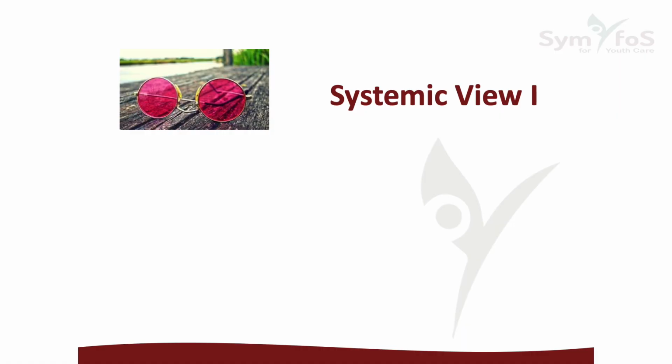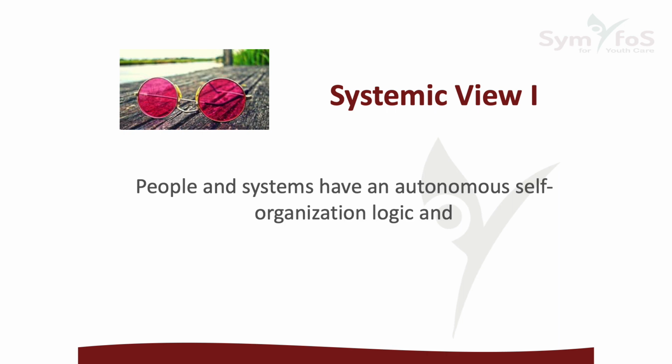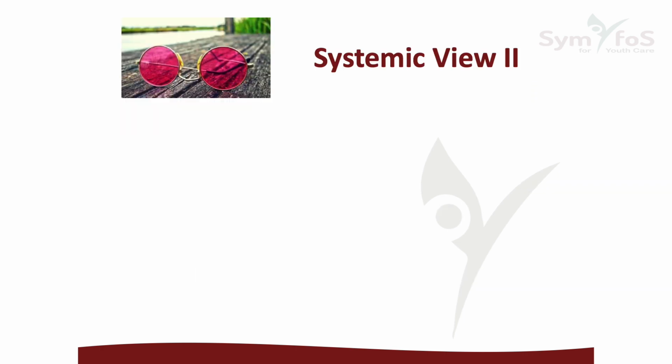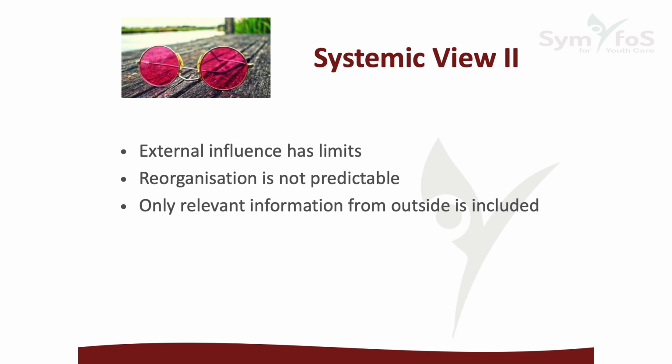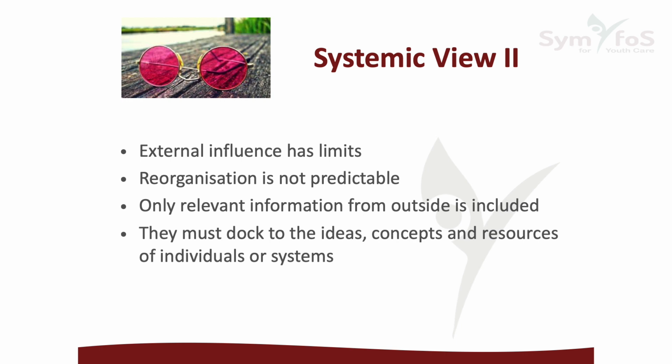To summarize, Systemic View 1: People and systems have an autonomous self-organization logic and bring resources to find solutions. Systemic View 2: External influence has limits. Reorganization is not predictable. Only relevant information from outside is included. It must dock to the ideas, concepts and resources of individuals or systems.